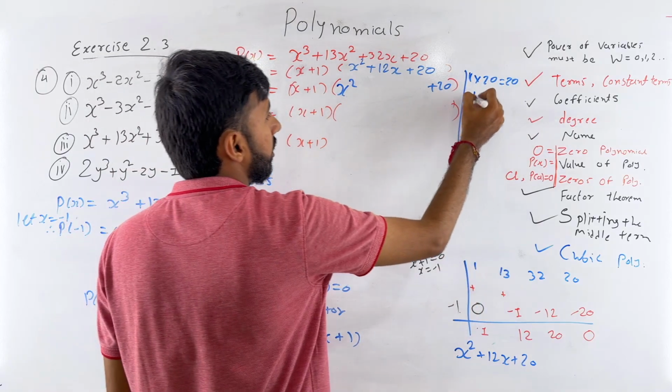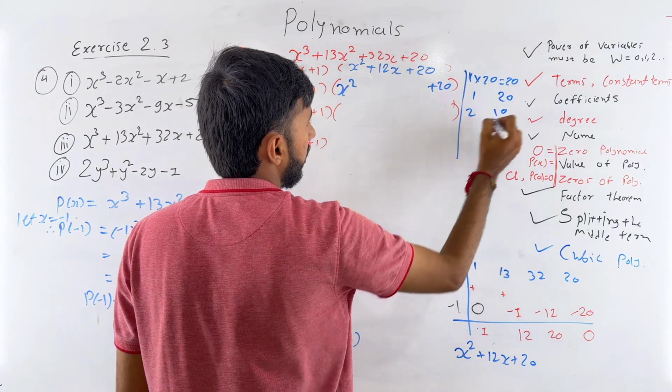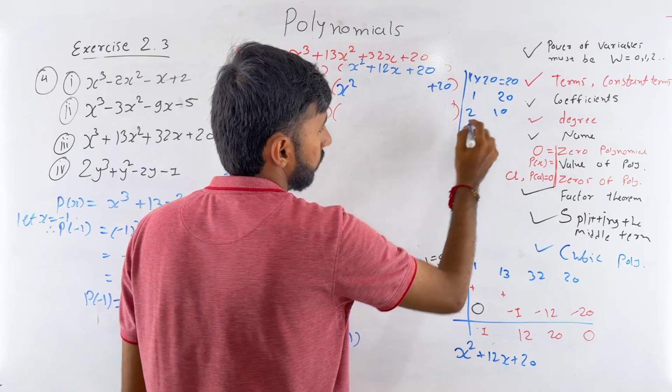Now factors of 20 are 1 and 20, 2 and 10, and 4 and 5.